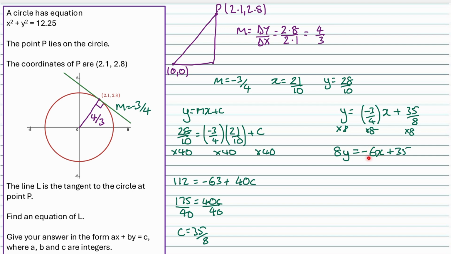Then we'll move the -6x over to here. So we get 6x plus 8y will equal 35. So this a will equal 6, this b will equal 8, and c will equal 35.